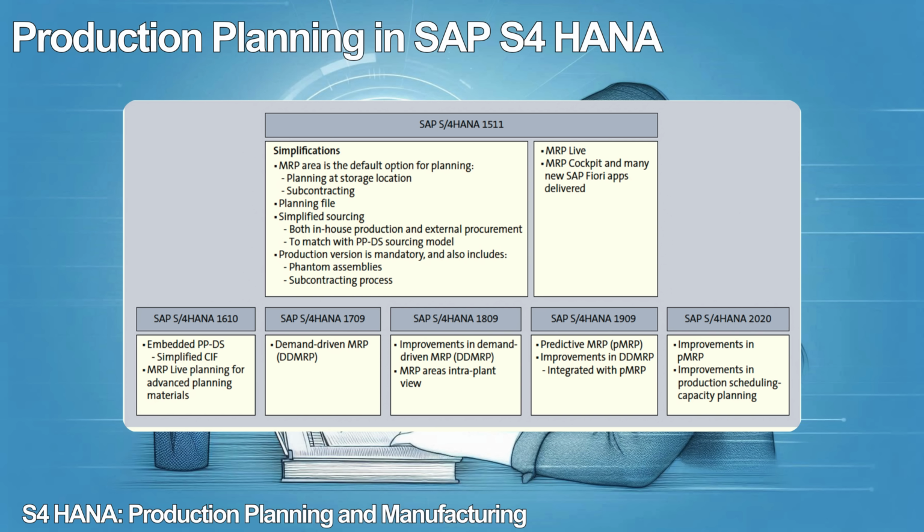Thirdly, S/4HANA 1709 introduced demand-driven MRP, a revolutionary planning method developed by the Demand-Driven Institute. DDMRP focuses on buffer-based planning and is ideal for volatile demand environments. This was followed by S/4HANA 1909, which introduced predictive MRP, which replaced the older long-term planning (LTP) module. pMRP enables simulation-based planning and scenario analysis.